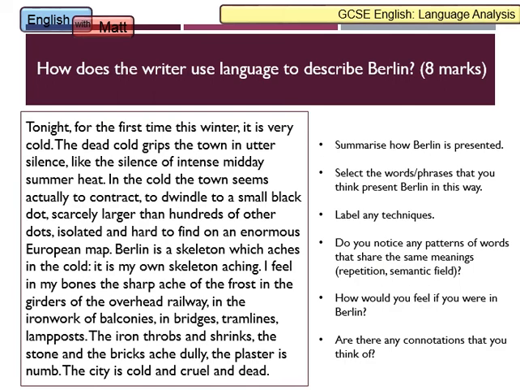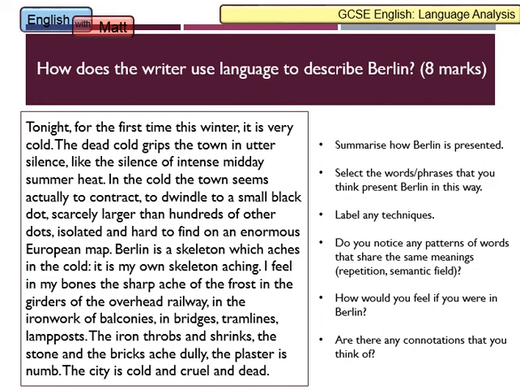So one of the things to do with language is to think about answers to these questions on the right. In your own words, how is Berlin presented here? As I've said, select words and phrases that you think present Berlin in this way. Label any techniques. Are there any patterns of words that run throughout the whole extract that share the same meaning? So, for example, are there any words that are repeated? Is there a semantic field?